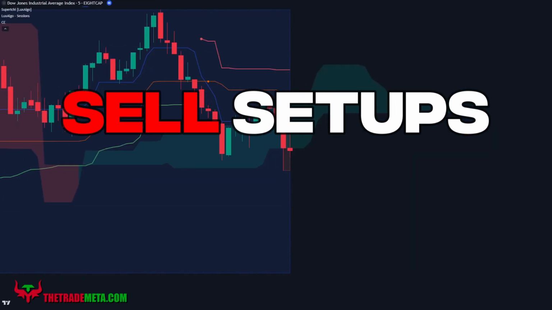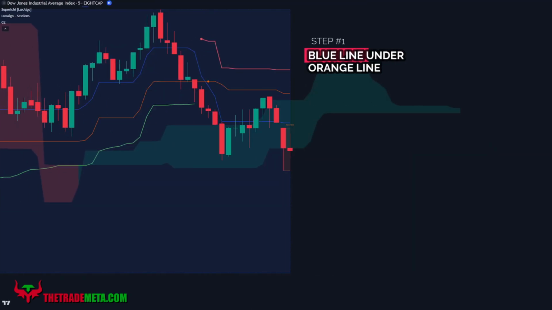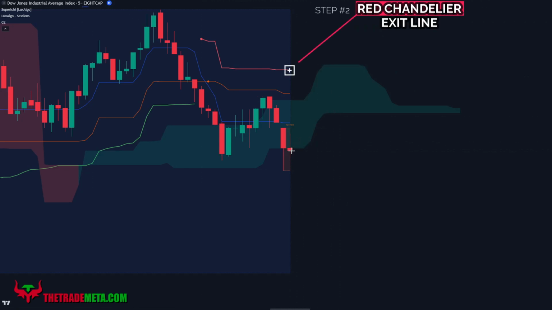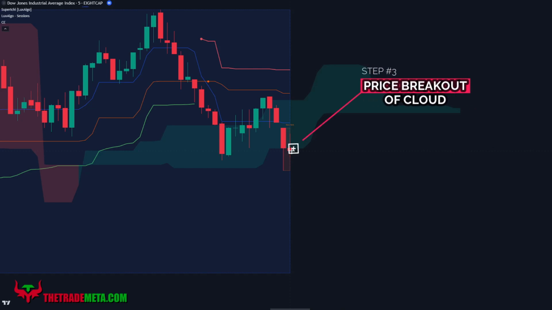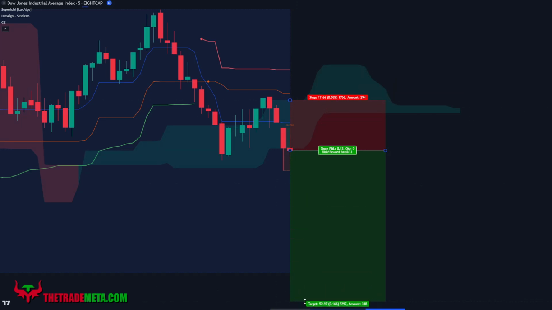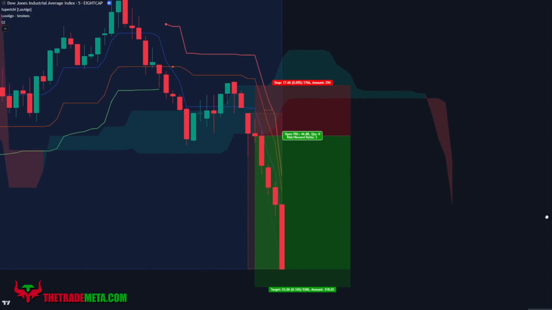Sell setups. For sell setups, we need the blue line to be below the orange line, and we also want our chandelier exit line to be red. Once both those conditions are met, we wait for price to break out below the cloud. Stop loss is placed above the cloud, and we shoot for 1-to-3 risk-to-reward ratio.